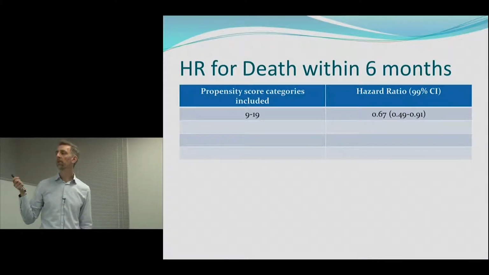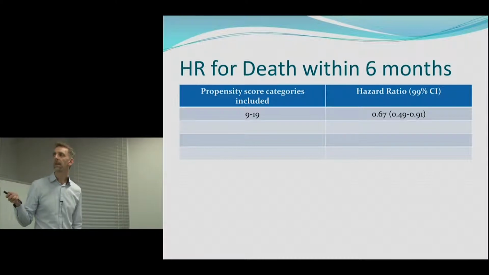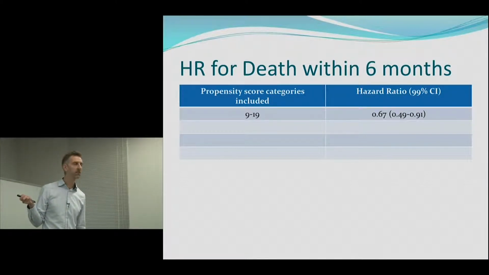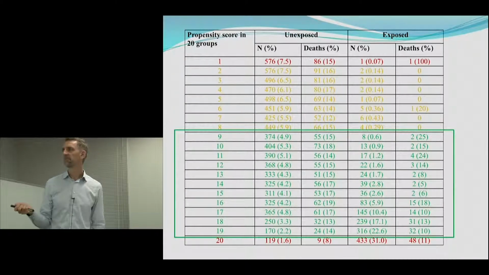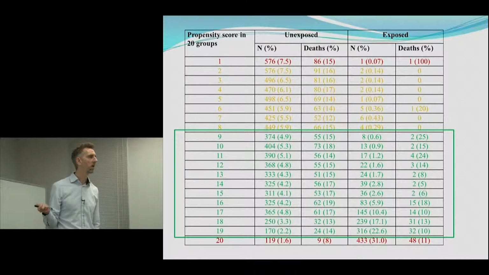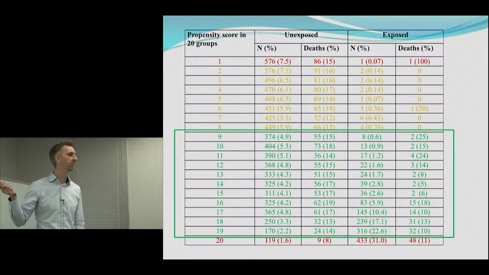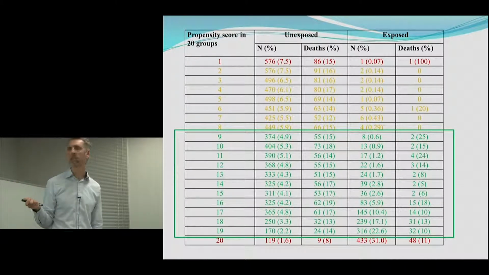So here are the results. What we found was that for the category, groups 9 to 19, our hazard ratio for death following pneumonia was 0.67 and confidence intervals were 0.49 to 0.91. Now, you might just think, well, you've just run an analysis on quite a small group, a relatively small group of your whole study population. Maybe you just got the answer you wanted by cherry picking which group to analyse.